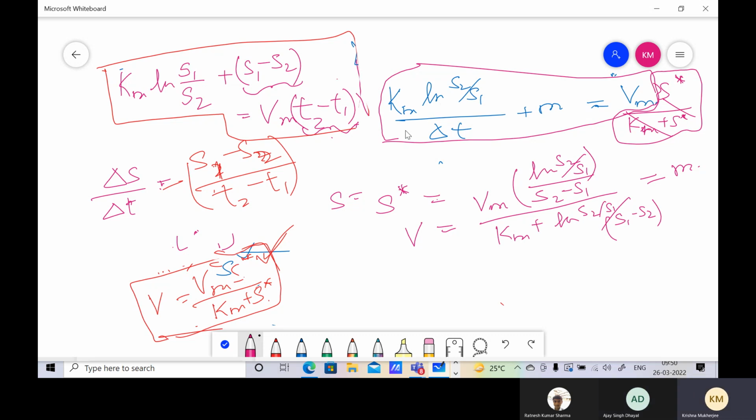Yes, sir. Are you getting the question now? Are you following this argument? Given this equation and this equation, these are the same equations. From this equation, can you derive this expression, where M is nothing but (S1 minus S2) upon delta T?